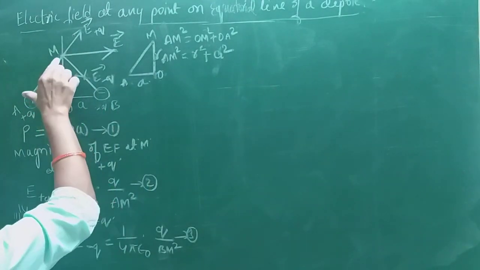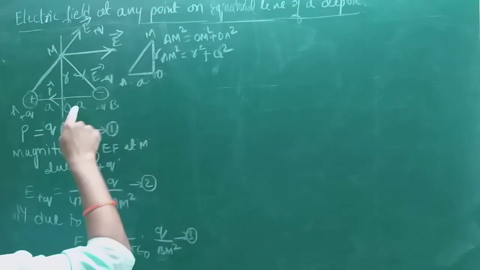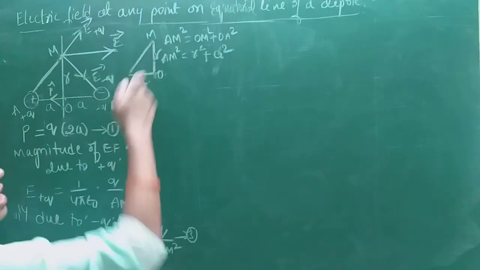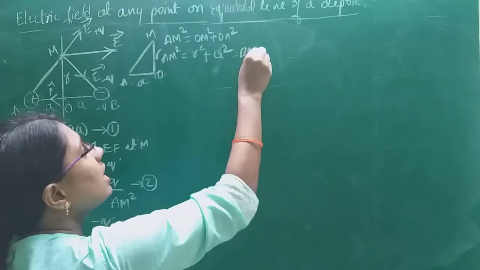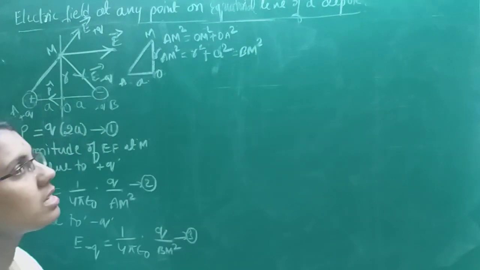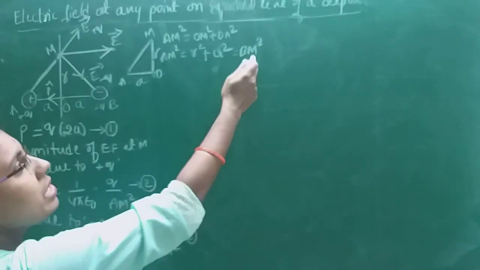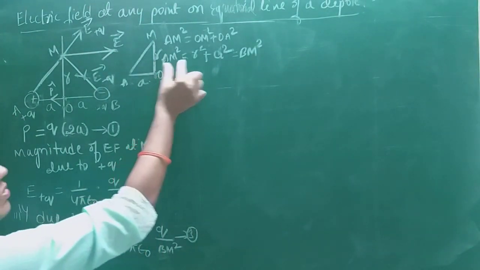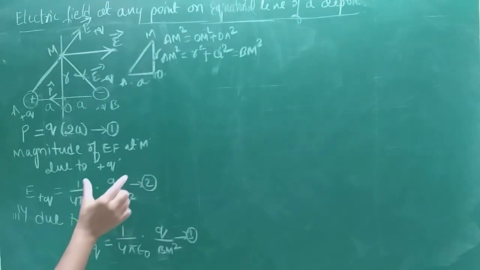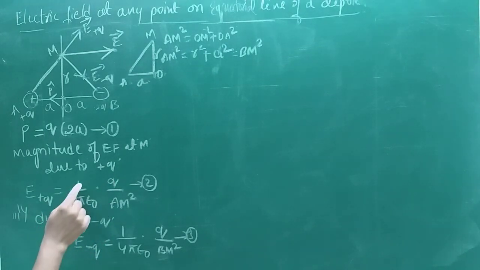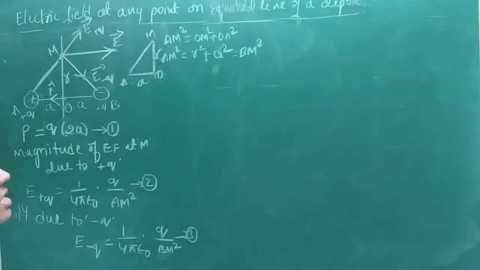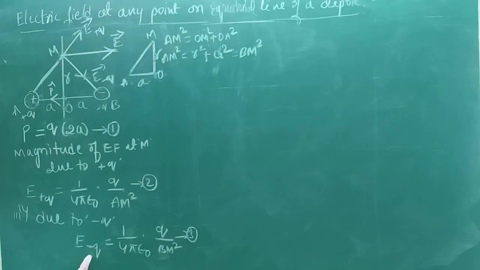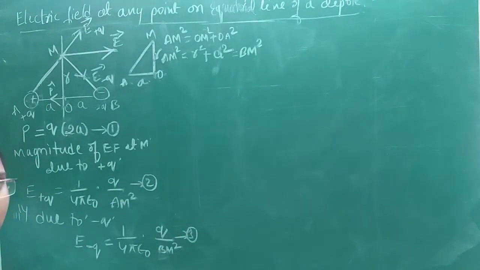If we consider the triangle BOM, the same thing applies. So BM square is also equal to the same value. That means we write AM square is equal to R square plus A square, which is equal to BM square. See, here AM square is equal to BM square, right? Now see the equation 2. E plus Q is equal to 1 by 4 pi epsilon naught Q by AM square, and that value is R square plus A square. And E minus Q is 1 by 4 pi epsilon naught Q by BM square. BM square value is also R square plus A square.